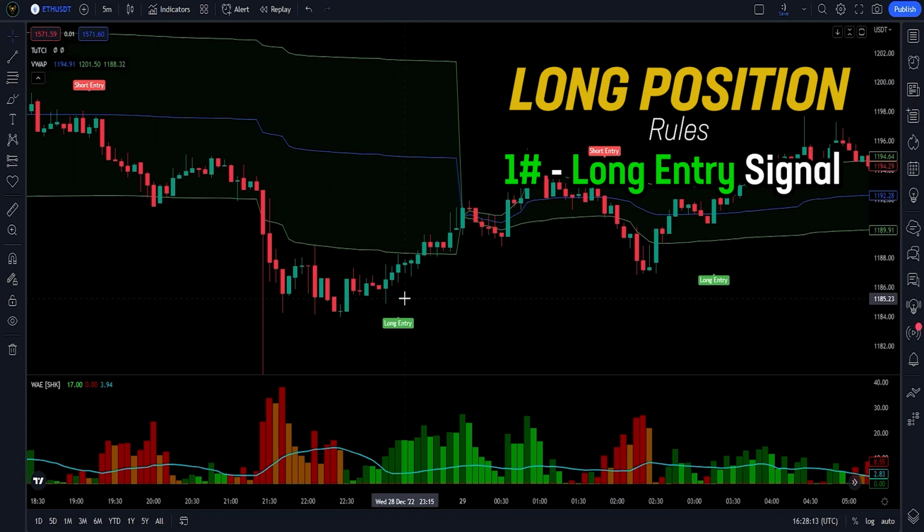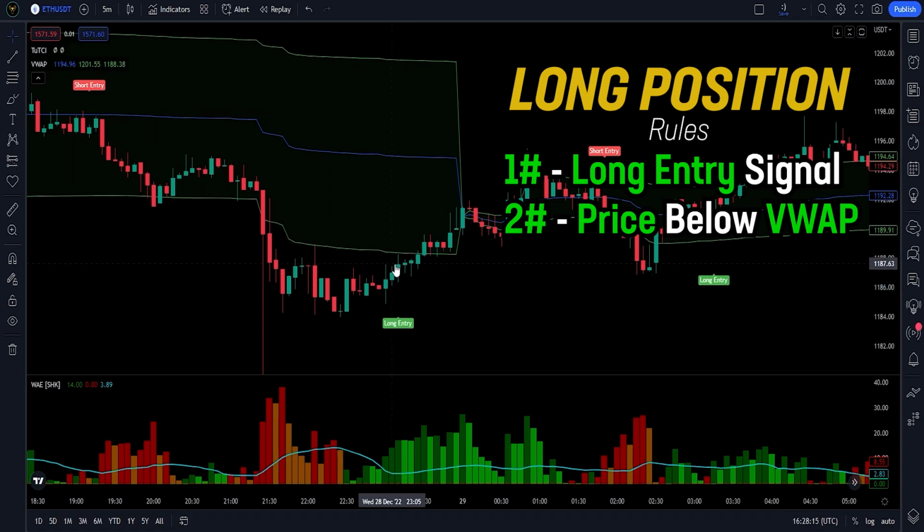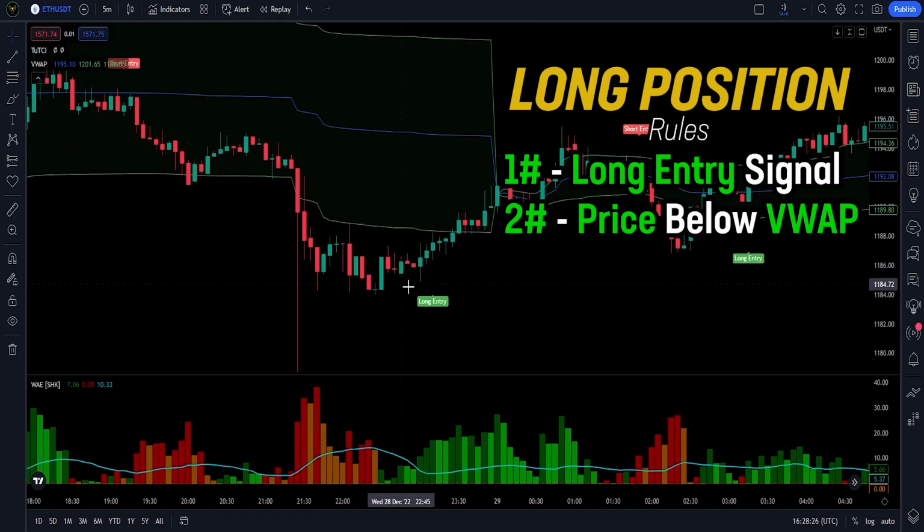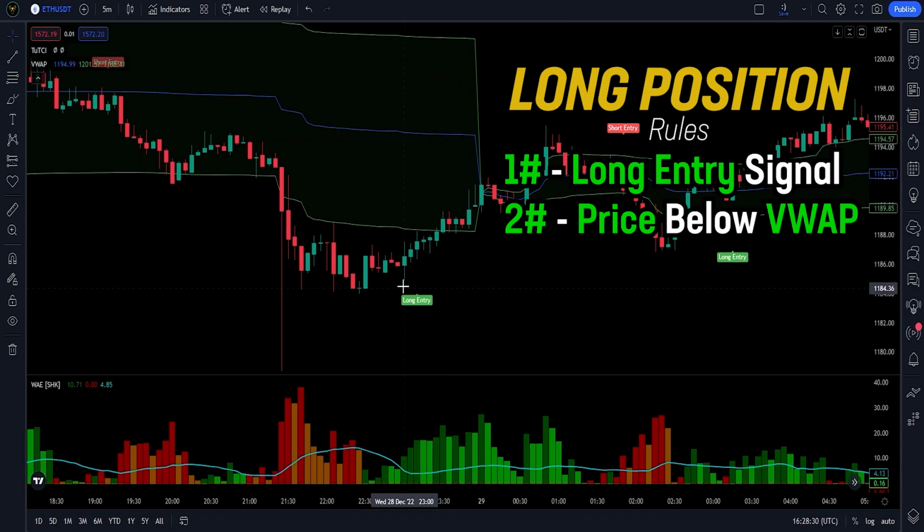Rule number 2, price action must be positioned below VWAP bands. Like I mentioned previously, these 2 lines indicate the range of this market. If the price is above these bands, then we are in an overbought area, and if the price is below these 2 lines, we are located in oversold area. We want to enter trades only when the price action is positioned below these VWAP lines, because this means that the asset has traded lower in price and has the potential for a price bounce.